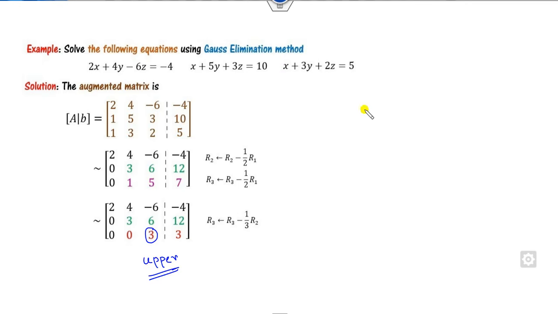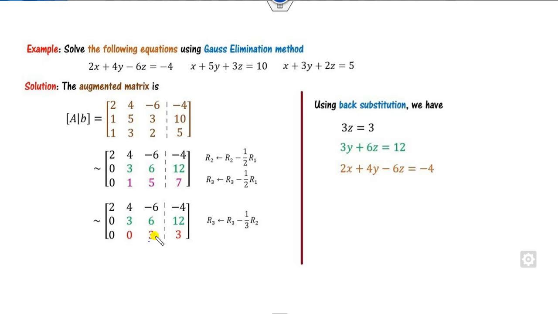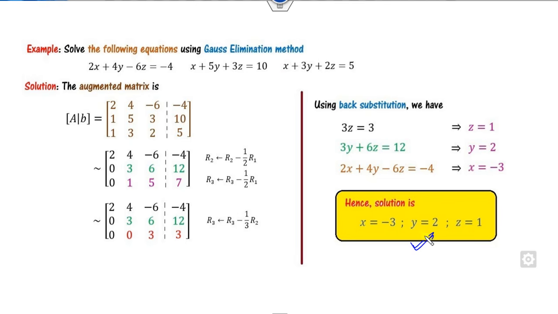Then you can write in the back substitution method. You can start from here. This is my x, y, z. 2x plus 4y minus 6z is equal to minus 4. 3y plus 6z is equal to 12. And 3z is equal to 3. From here you can find the value of z is 1. From here I can substitute the value of z. So it will be my 2. I can substitute the value of y and z here. You can find the value of x. So therefore my solution will be here.